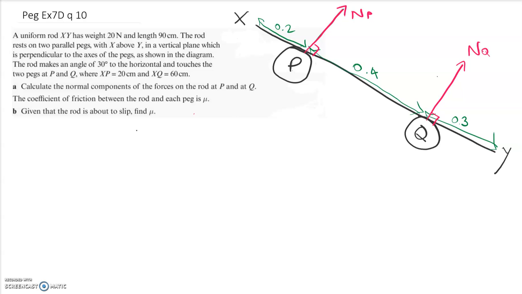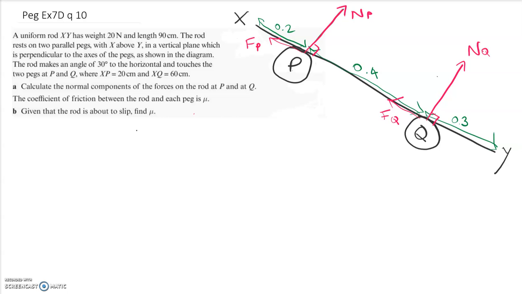You haven't been told that they are smooth pegs, so I'm also going to draw friction. I'd imagine that this would tend to slip downwards because it's at that slanted angle. So I'm going to call them FP and FQ, and they're going to point upwards.